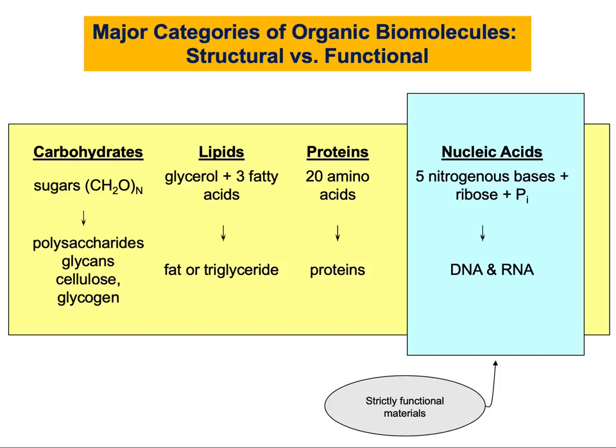Let's start with the DNA and RNA. So those are nucleic acids, and we remember that we have nitrogenous bases plus a ribose plus a phosphorus to create our nucleic acids. And adenine, guanine, cytosine, thymine, and uracil. Those are the nitrogenous bases.